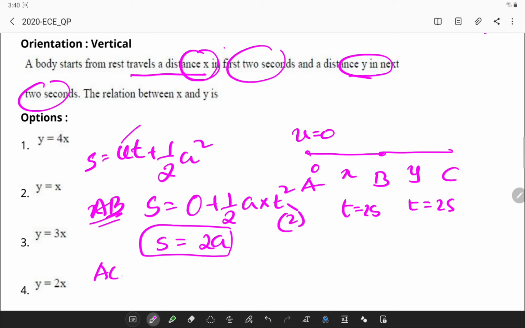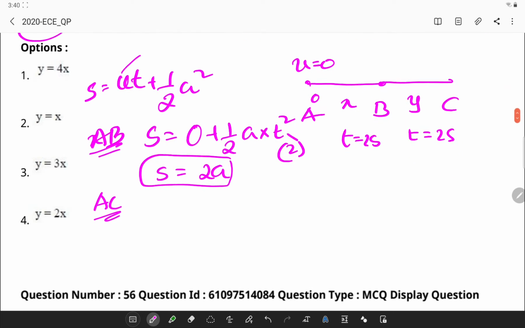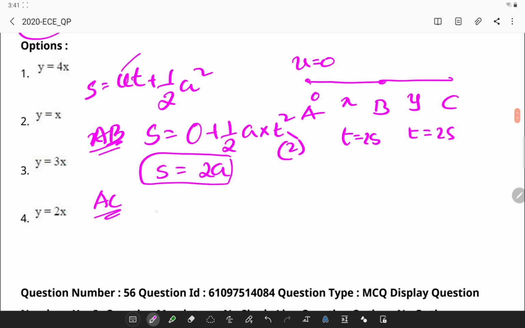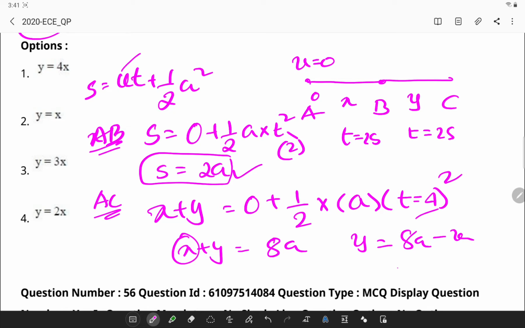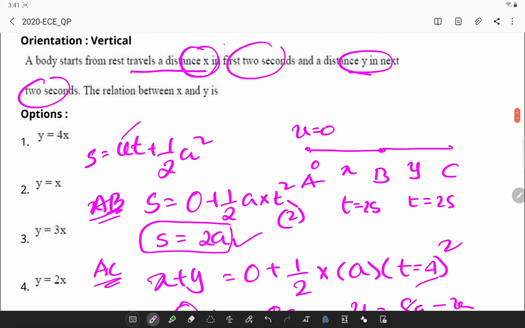Next, what is the distance between A and C? This is nothing but x plus y. So this is 0 plus half into a into 4 whole square. So I'll get x plus y is 8a. Because x is already included, I'll get y is equal to 8a minus 2a, so y is equal to 6a. So this is 2a and this is 6a.